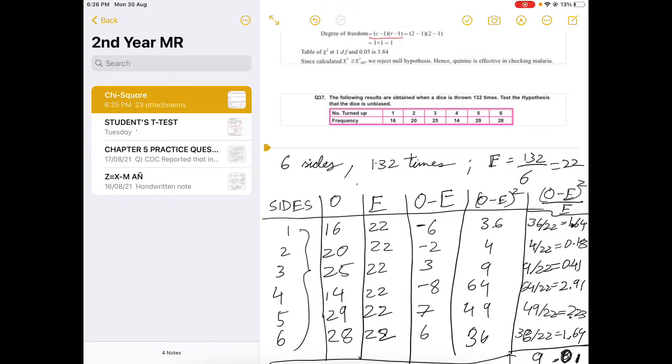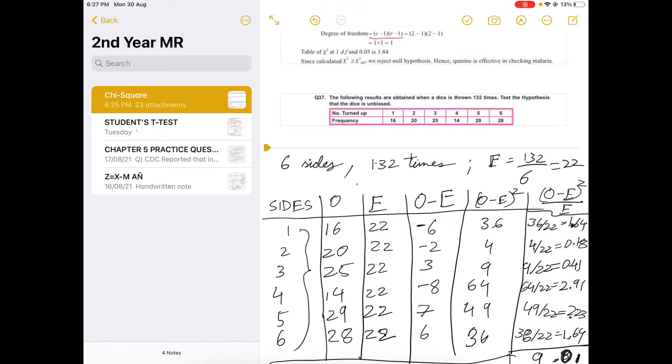Alright, so question number 37: as a result of a dice being thrown 132 times, you have the following frequency. Each side of the dice has occurred a particular number of times. Side 1 occurred 16 times, side 2 occurred 20 times, side 3 occurred 25 times, and so on, which is mentioned in the table. Now we have to test the hypothesis that the dice is unbiased. That means there is no weight on one side which forces a particular result to come. So this is a fair dice and it can be used. Alright, so let's check it out.